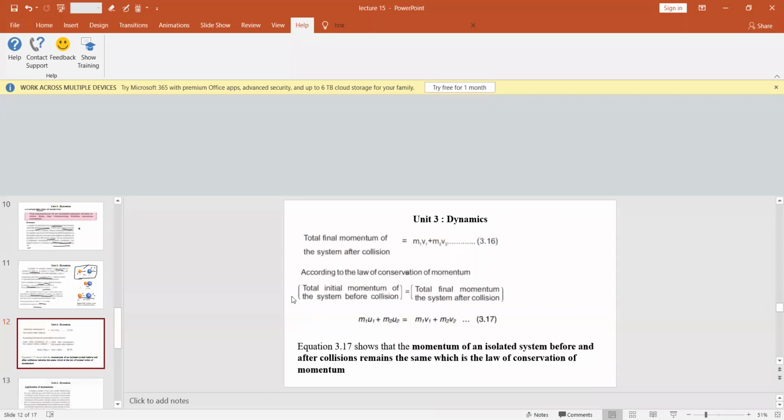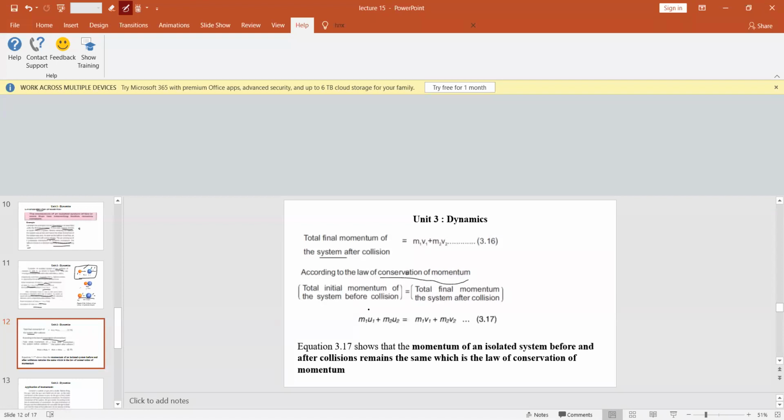Now, if we want to write the total final momentum of the system after collision, it will be M1V1 plus M2V2. We just add the final momenta of the system. It means there are two spheres making the system, so we can just add them, right? So according to the law of conservation of momentum, the total initial momentum of the system before collision is equal to the final momentum of the system after collision.